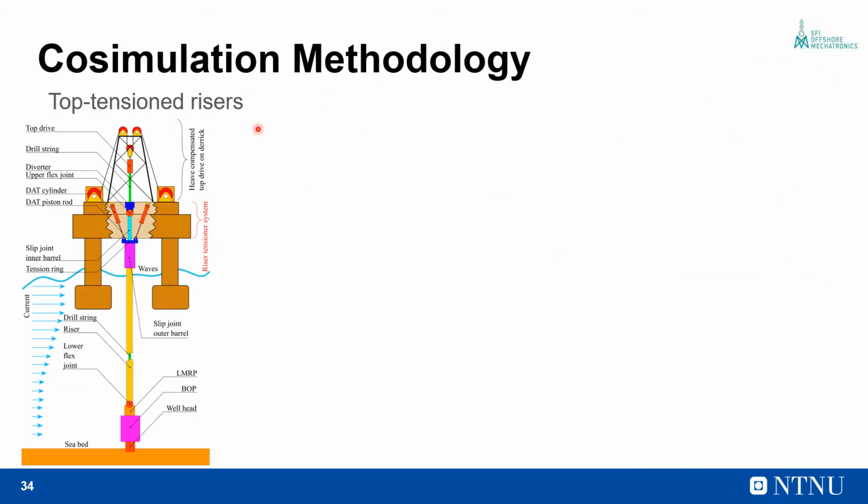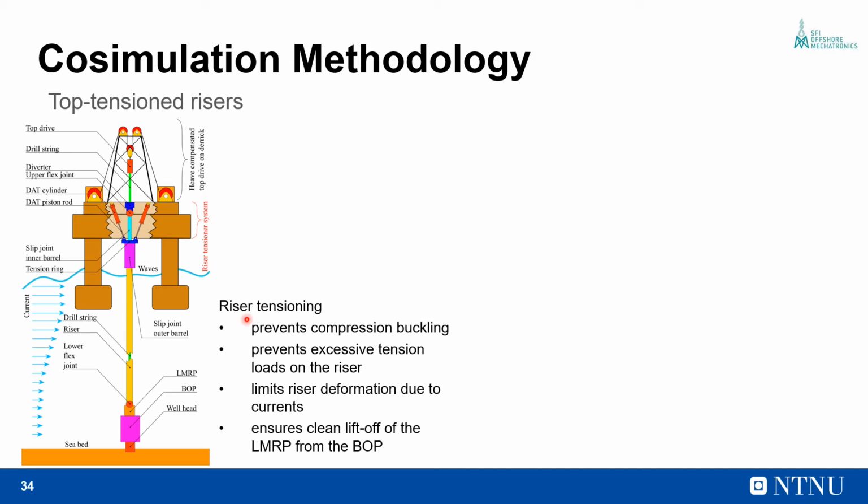Coming to the development of the co-simulation methodology for top tension risers. From the figure, we notice that riser tensioning prevents compression buckling when the platform moves down, and prevents excessive tension loads on the riser when the platform moves up under the influence of environmental loads. It also limits riser deformation due to current loads, which would otherwise hinder drilling activities. It also ensures a clean liftoff of the LMRP from the BOP in the event of a riser disconnect.